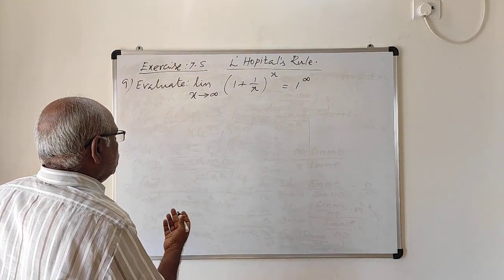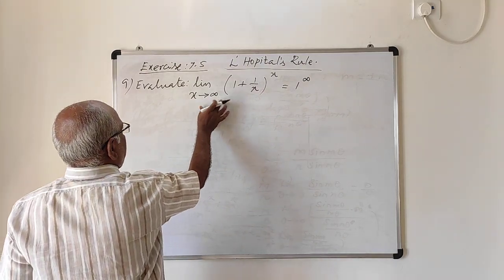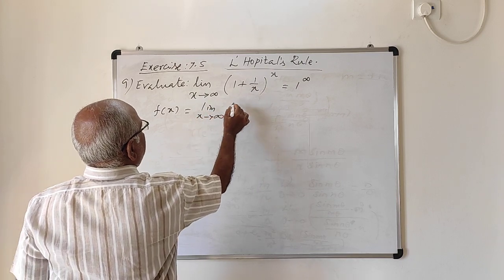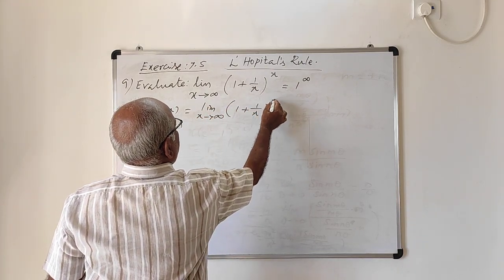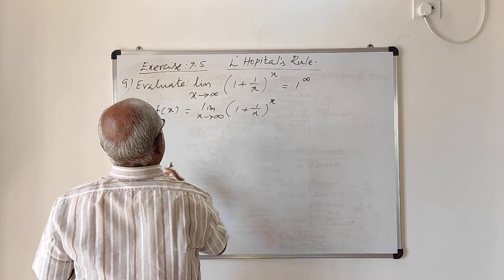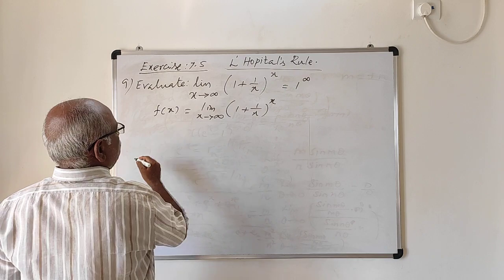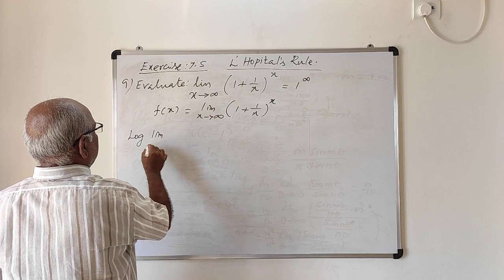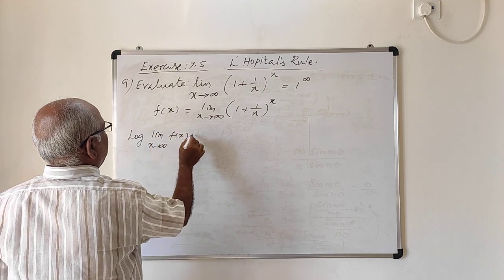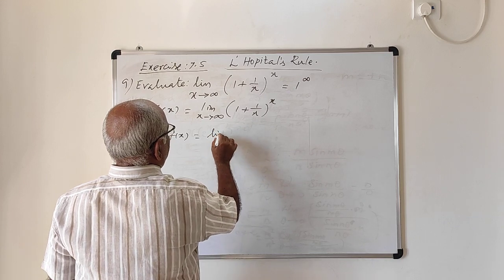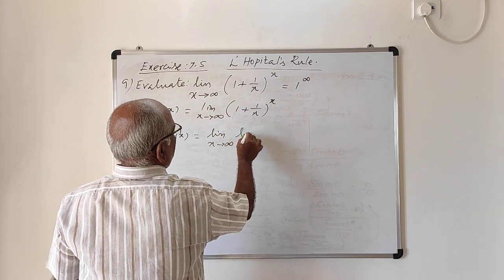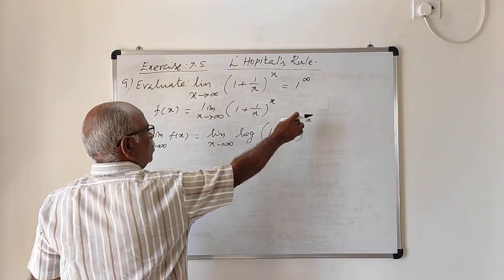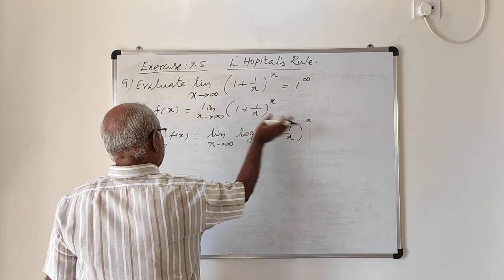So, to apply L'Hopital's rule, you take logarithm on both sides. You consider this function, limit x tends to infinity of (1 plus 1 by x) power x, as f of x. So log of limit x tends to infinity f of x is equal to limit x tends to infinity log of (1 plus 1 by x) power x. Since the variable is in the power, you have to take logarithm on both sides.